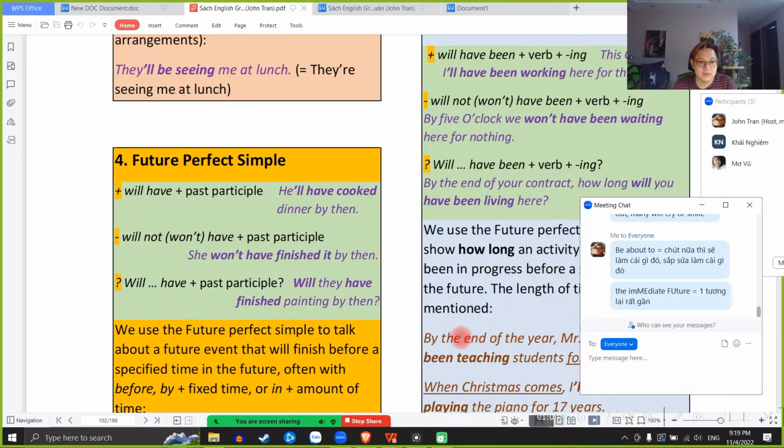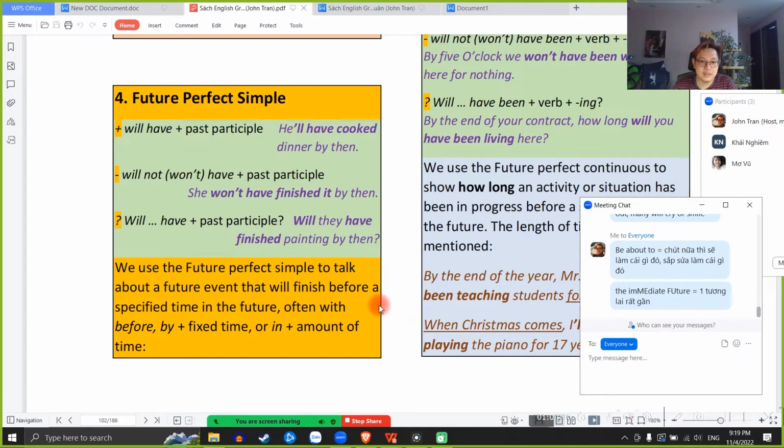Thì chúng ta sử dụng cái thì tương lai hoàn thành đơn để nói về một cái sự kiện tương lai mà nó sẽ xong rồi, hoàn thành rồi trước một cái thời điểm cụ thể trong tương lai, thường với chữ before nè, trước cái gì đó nè, by thì cộng với một cái khoảng thời gian cố định nè, hoặc là in thì cộng với một cái khoảng thời gian.